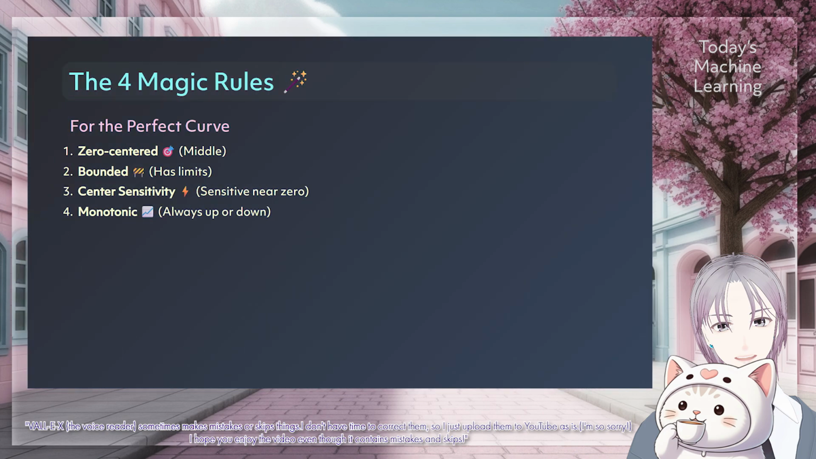The authors did a lot of homework to find the perfect curve. They found 4 magic rules that a function needs to work well. First, it must be zero-centered. That means it stays close to the middle, not too high or too low. Second, it must be bounded. It cannot go on forever to infinity. It needs limits. Third, it needs center sensitivity. This means it needs to be very sensitive to small changes near zero. And fourth, it must be monotonic. That is a big word. It just means the curve should always go up or always go down, never wiggling back and forth.